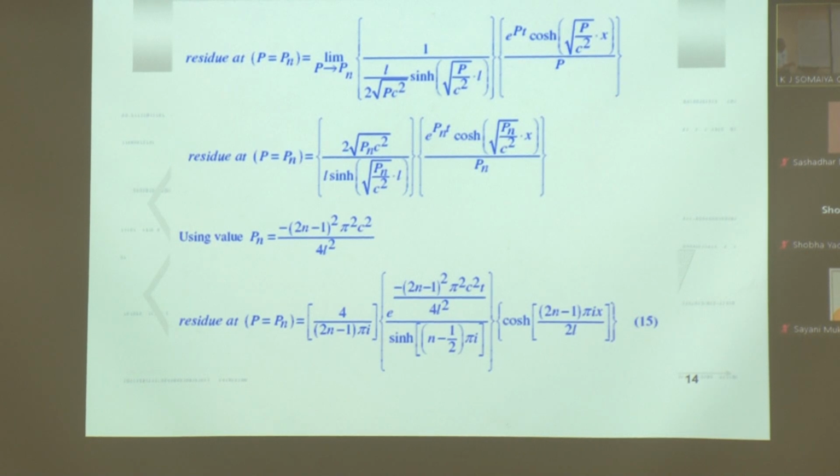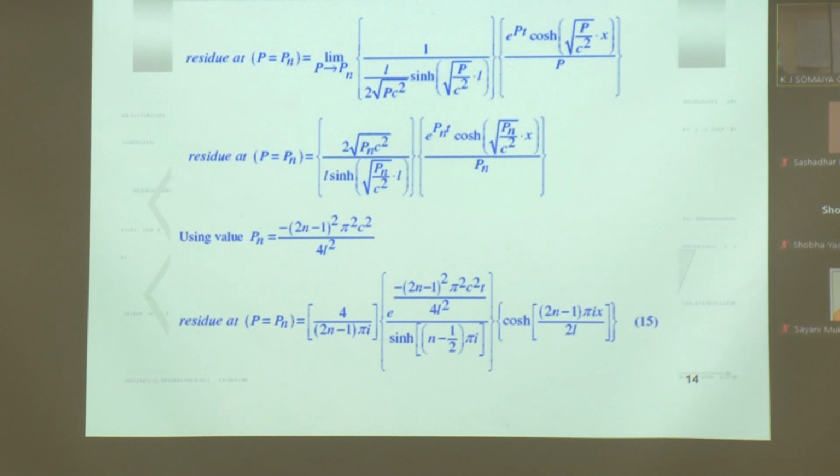So it is 0 by 0 form, therefore again by applying L'Hospital rule, differentiate numerator and denominator. After differentiating, substituting and simplifying, a lot of mathematical work is required of course, and then I will get this particular expression. So the residue is calculated here after a lot of mathematical calculations, substituting p equals pn.